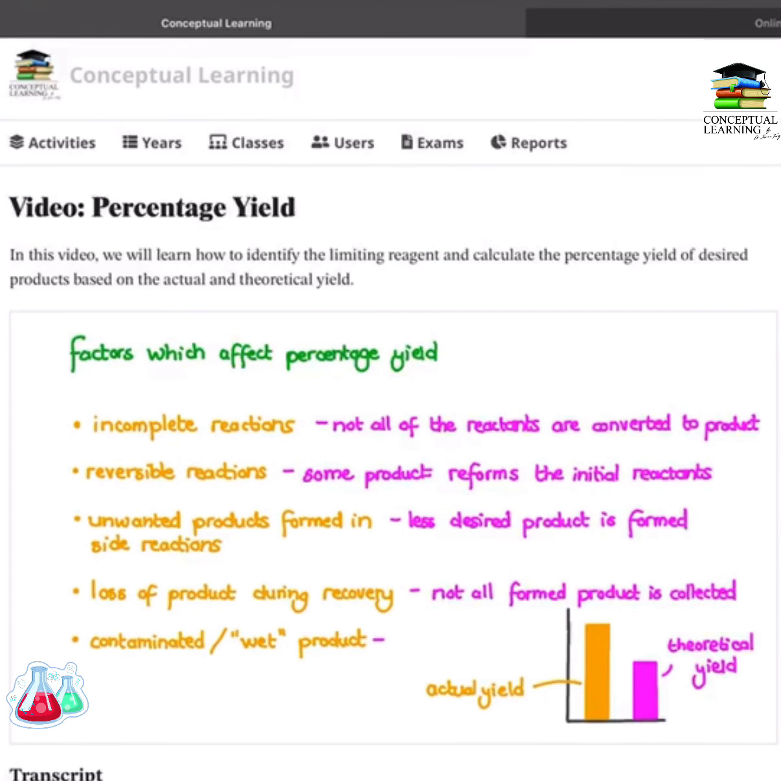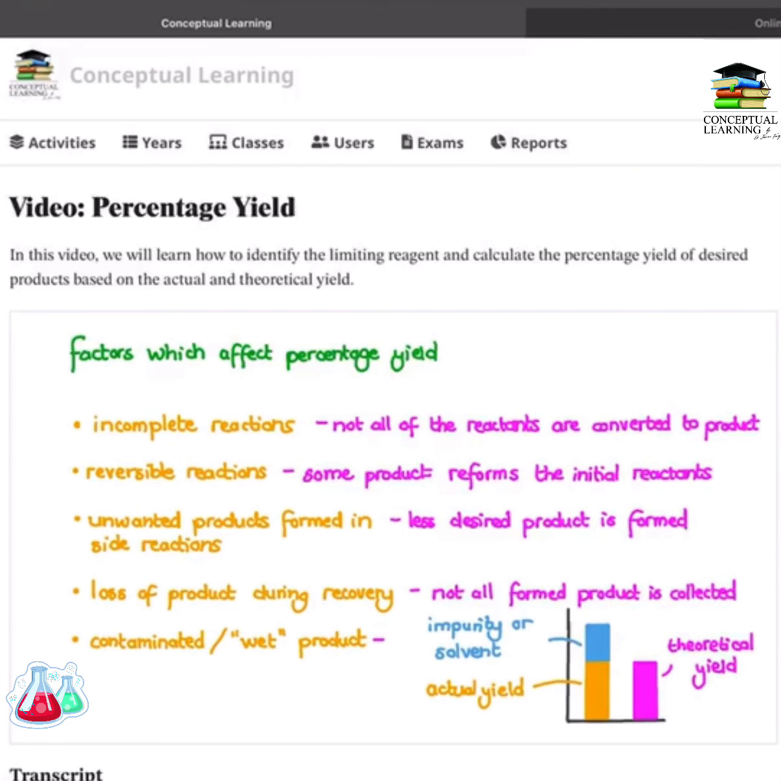For a contaminated or wet product, sometimes the actual yield is higher than the theoretical yield, resulting in a percentage yield larger than 100%. This is because an impurity or solvent, represented by blue on the bar graph, present with a product increases or inflates its actual yield higher than is realistic.